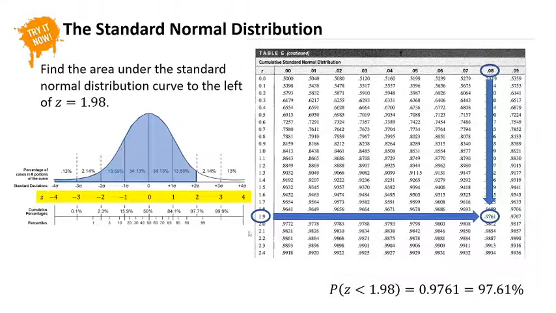So what does this say? It says that the probability that we're going to have a data point that's either smaller than the mean, in which case z is negative, or larger than the mean but not greater than 1.98 standard deviations larger than the mean. What are the probabilities that we'll find a piece of data like that? It's going to be 97.61%.